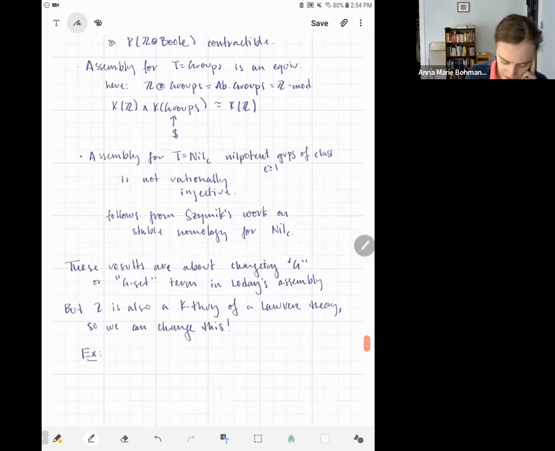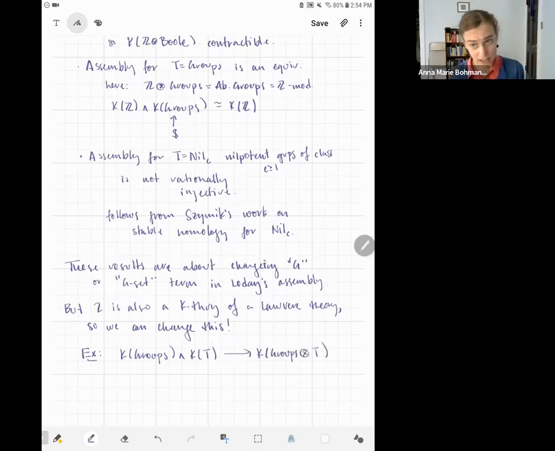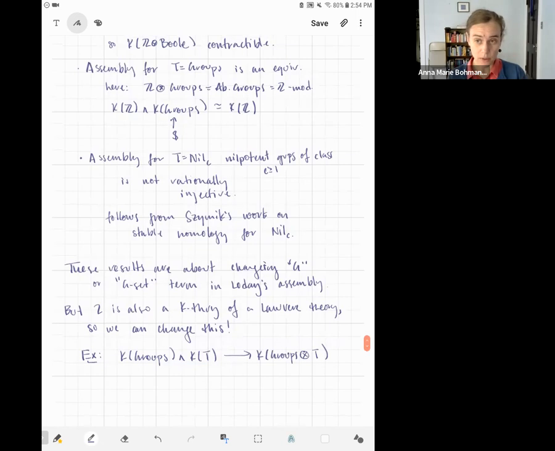you could do something like this. You could ask about what's the K theory of the Lawvere theory of groups smashed with the K theory of T. Think about this as assembly over groups. So this should map to the K theory of the tensor product of the theory of groups and your favorite Lawvere theory T. And I want to think about what I'm doing when I'm replacing Z with groups. Well, really I should think I'm replacing Z modules with free groups. So I'm replacing abelian groups with groups.